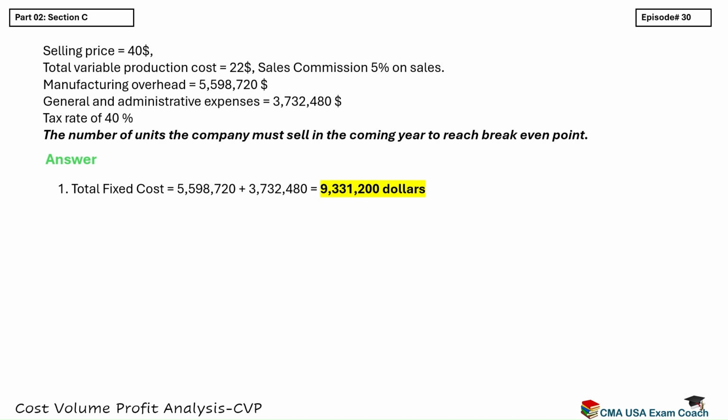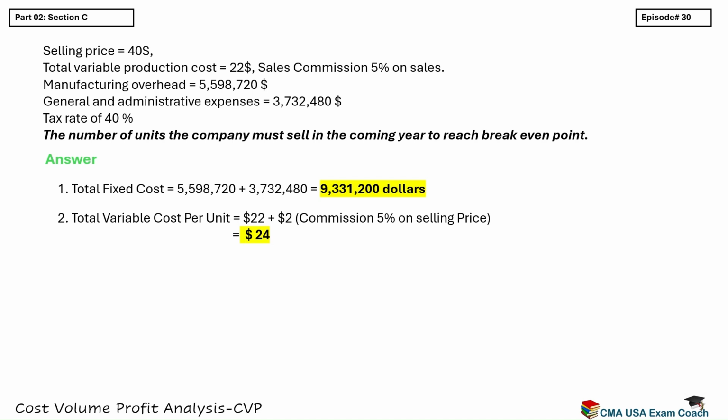Step 2. Calculate total variable cost per unit. The variable production cost is given as $22 per unit. In addition, we also have a sales commission of 5% on the selling price. Since the selling price is $40, 5% of 40 is 0.05 times 40 equals $2. So, the total variable cost per unit is $22 plus $2 equals $24 per unit.